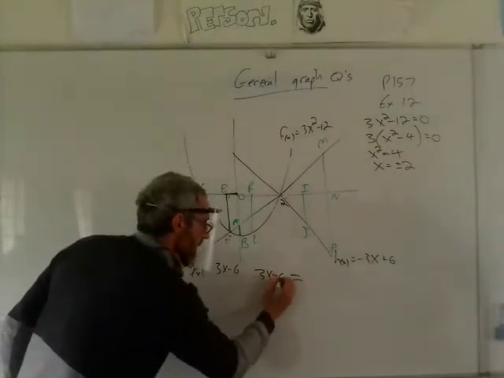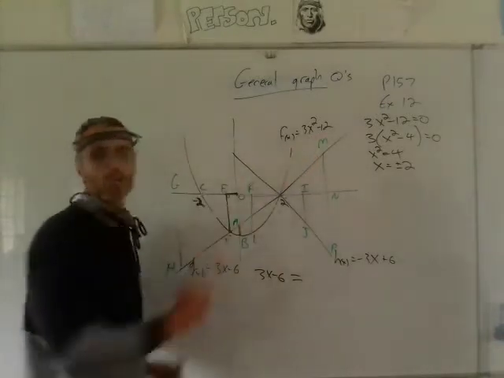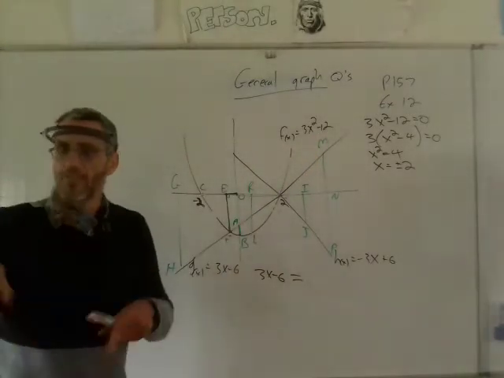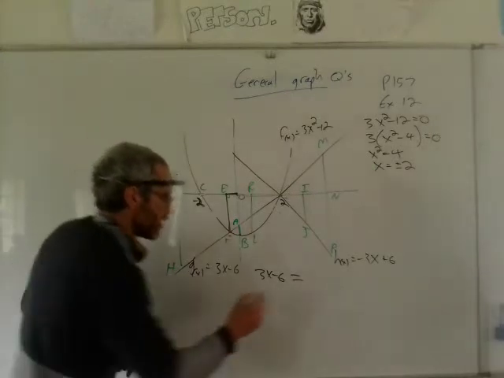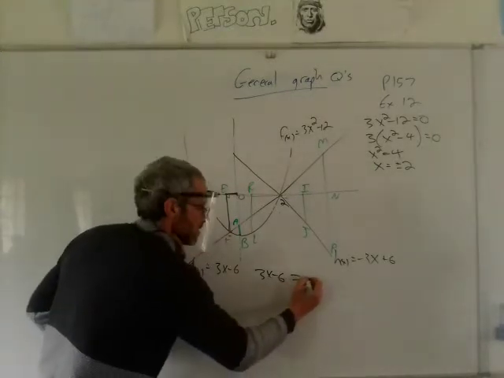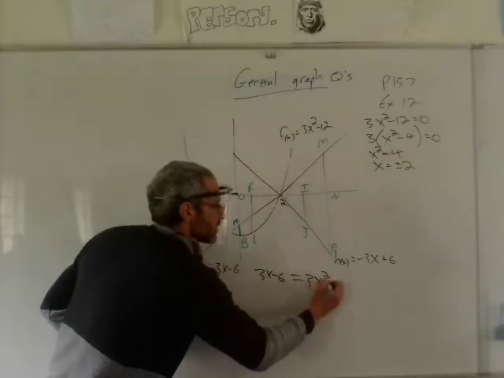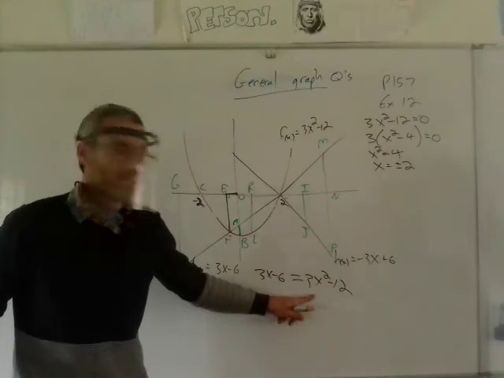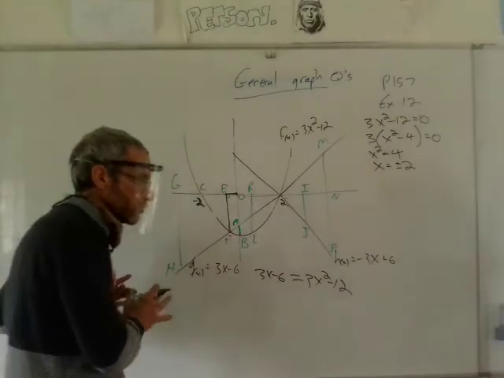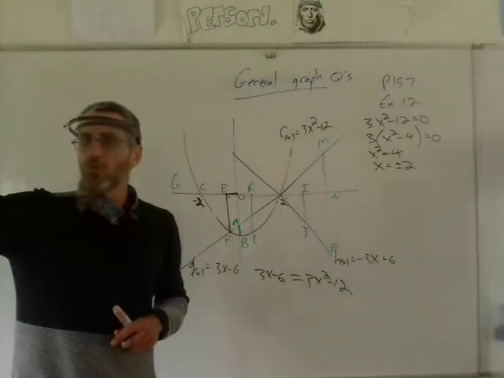So I'm going to make these two equations equal, because for a certain x, they'll have the same y. So 3x minus 6 equals 3x squared minus 12. When you have a quadratic equation like that, what you have to do is move everything to one side and have zero on the other side.